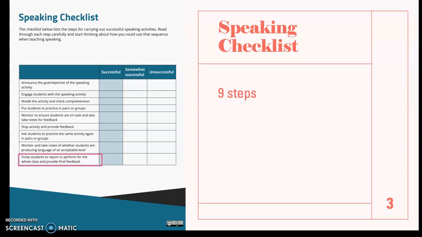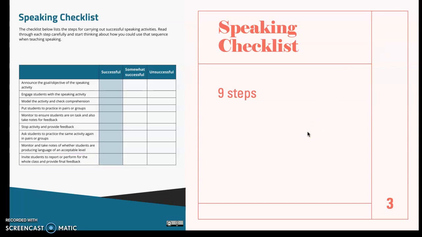9. Invite students to report or perform for the whole class and provide final feedback. If time allows for it, invite students to perform their conversations for the whole class or ask for a report. That's up to you. Also, summarize relevant feedback, paying attention to successes and areas for improvement.